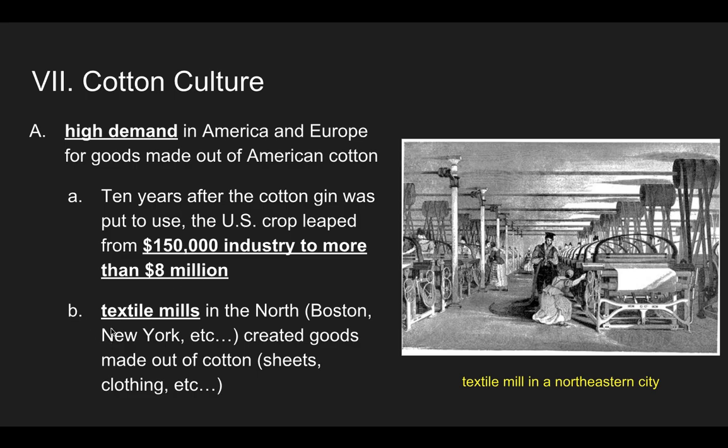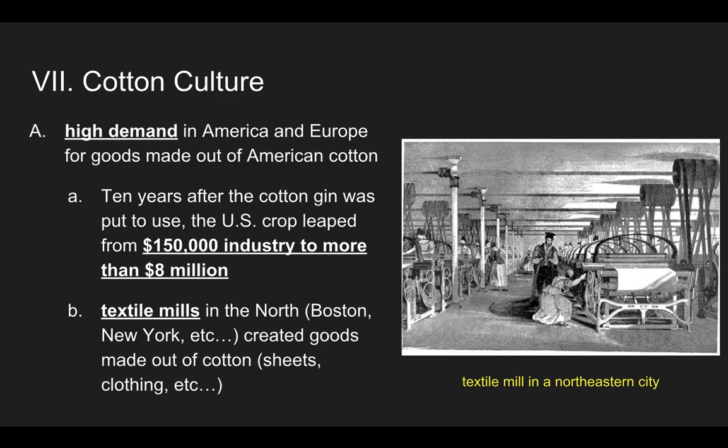And lowercase b, textile mills in the north, Boston, New York, etc., created goods made out of cotton, sheets, clothing, etc. So the North wasn't off the hook. They were participating in what enslaved labor was doing as well. So people were making money off the backs of enslaved labor in the North as well.